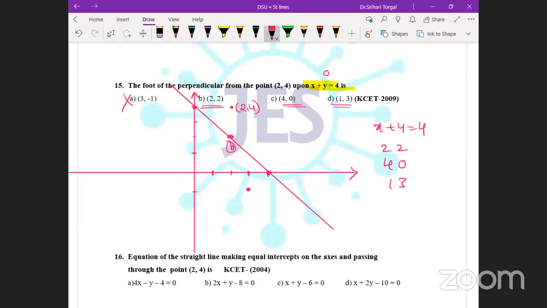Option B. See here, would anyone call this a perpendicular? It is like this. This is not a perpendicular. Option B is not the answer. (4, 0): the point (4, 0) is here. Oh, this is also not the perpendicular. And (1, 3). See here, this is exactly right. Option D is the answer.